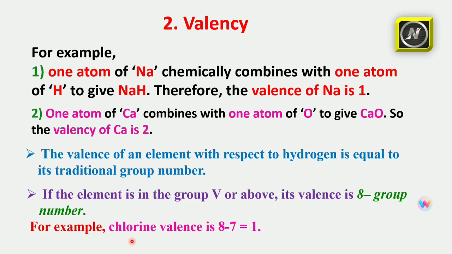For example, chlorine belongs to group 7. What is the valency of chlorine? If you want to calculate it, we have to follow this formula: 8 minus the group number of chlorine. 8 minus 7 is equal to 1. What is the valency of chlorine? 1. Clear? The valency of chlorine is 1.